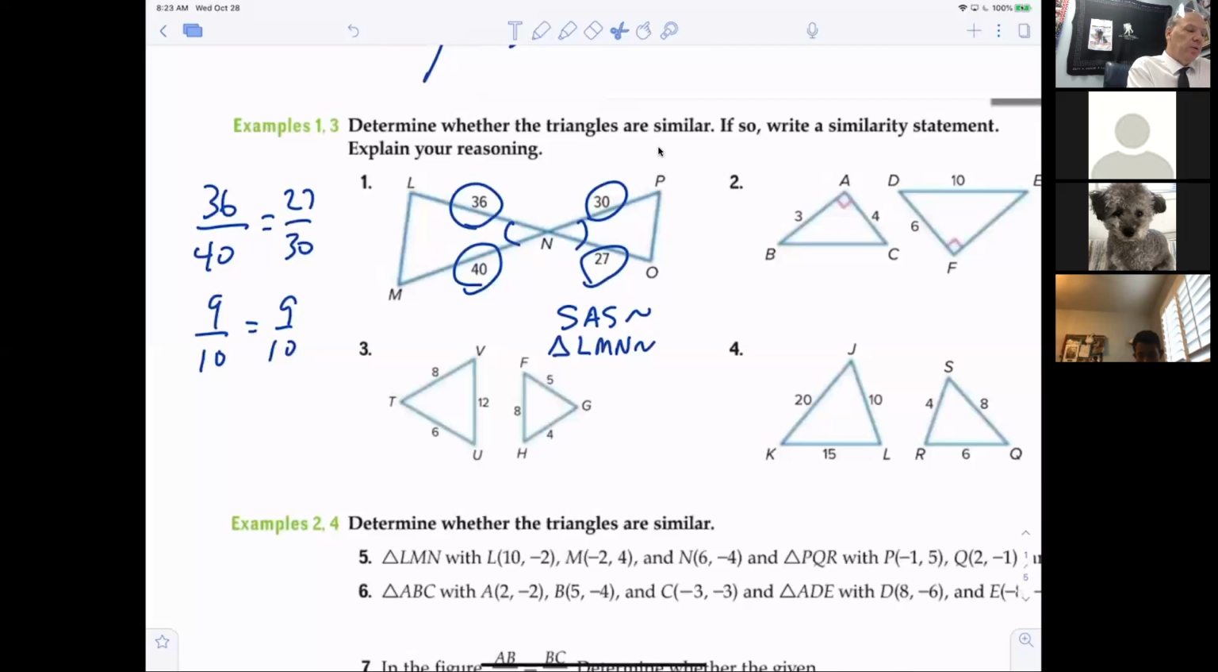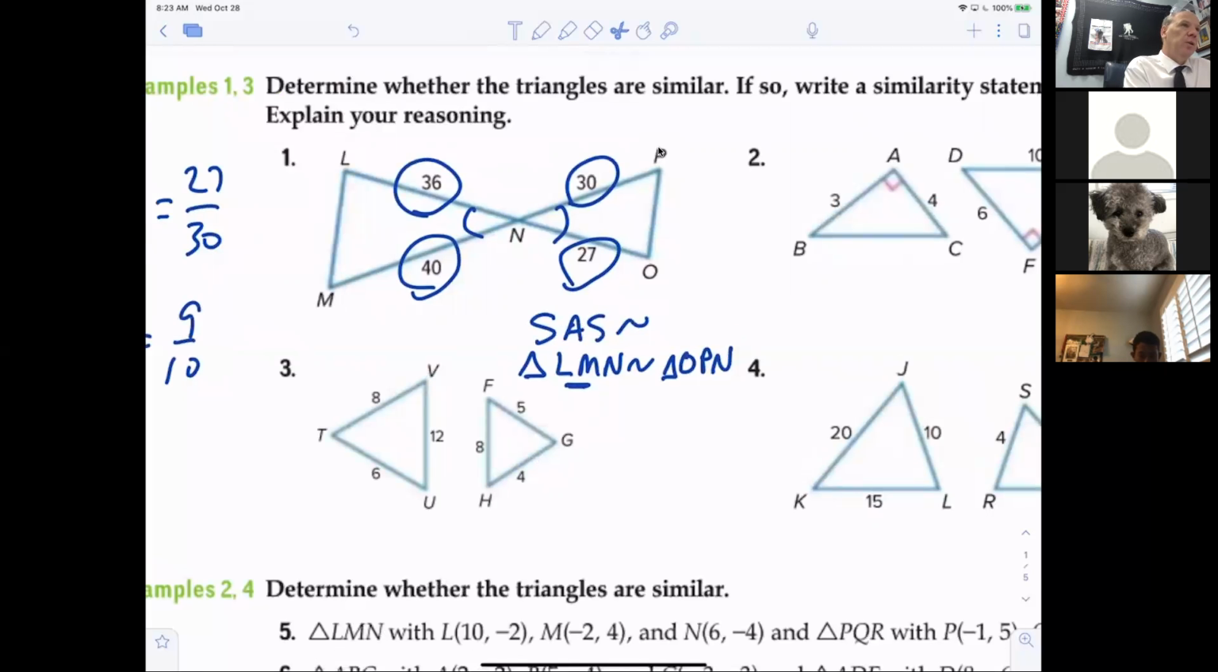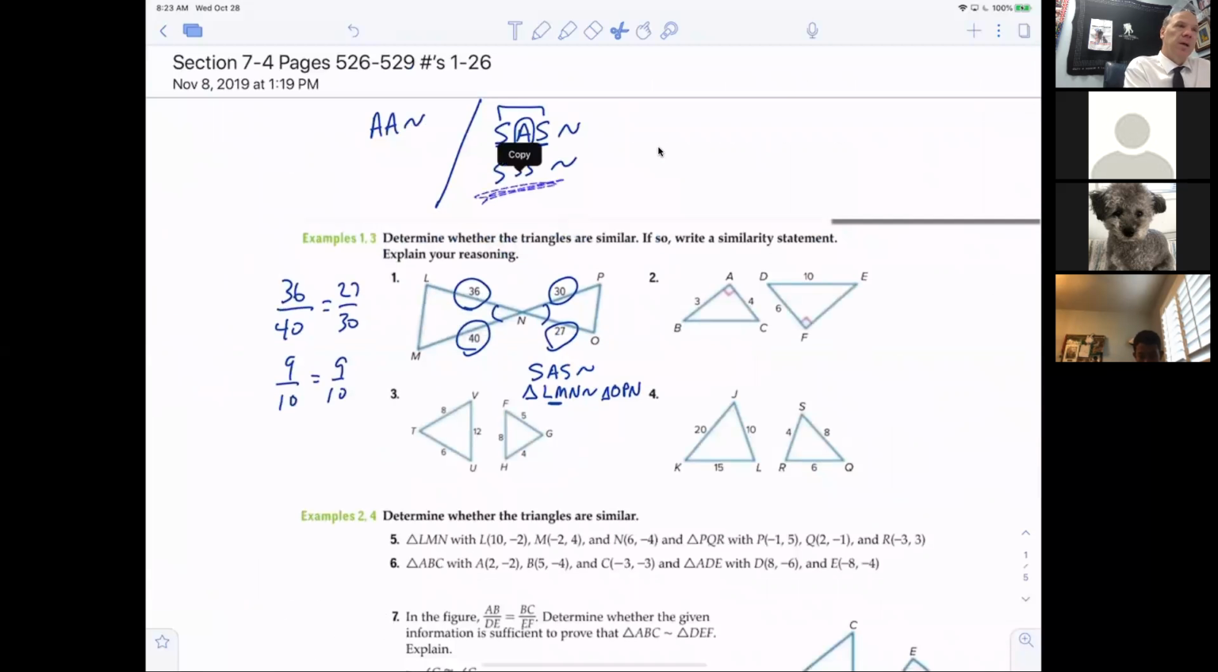So now, does everybody agree the 36 corresponds to the 27, right? So LM corresponds to OP, right? OPN. All right, for whatever reason, people mess that up. I don't know why. Well, because the sides are proportional and the included angle is, right? That's what that is. And in a minute, we're going to do side, side, side. That's all just looking at all three sides.